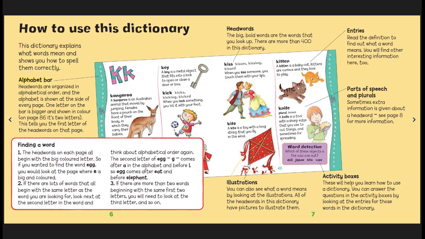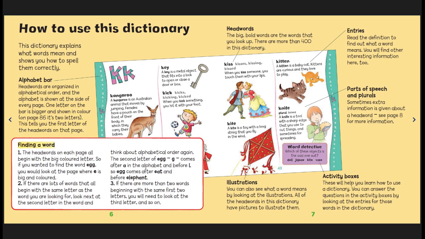Alphabet bar. Head words are organized in alphabetical order, and the alphabet is shown at the side of every page. One letter on the bar is bigger and shown in color. On page 86, it's 2 letters. This tells you the first letter of the head words on that page.